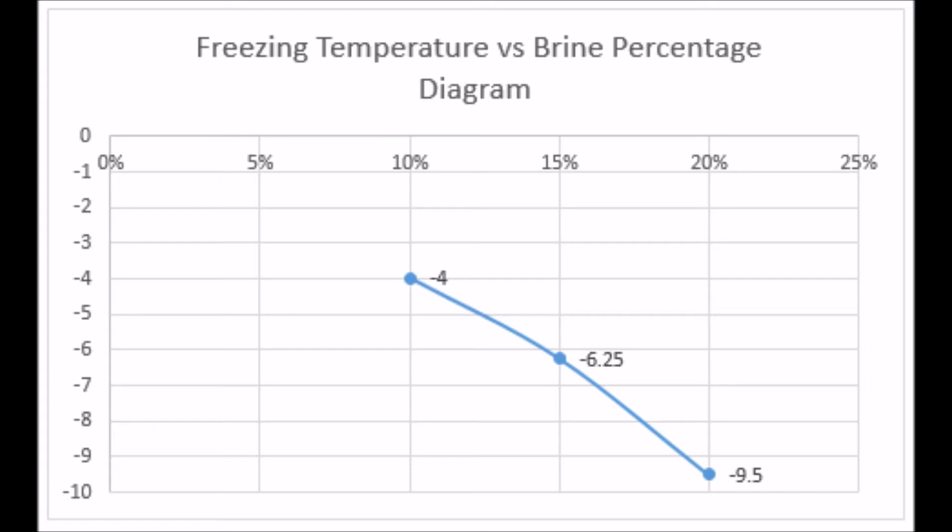So for the conclusion, a brine solution has a lower freezing temperature because salt disrupts the dynamic equilibrium. Salt doesn't easily bond with the water molecule in the solution, which decreases its freezing temperature.